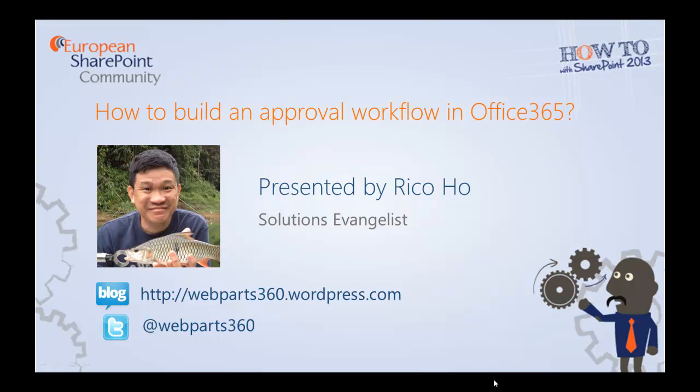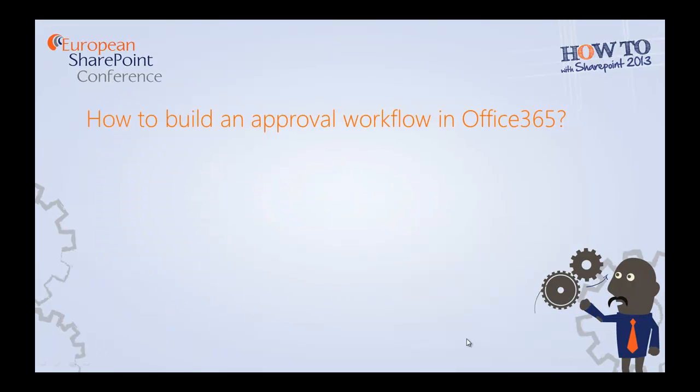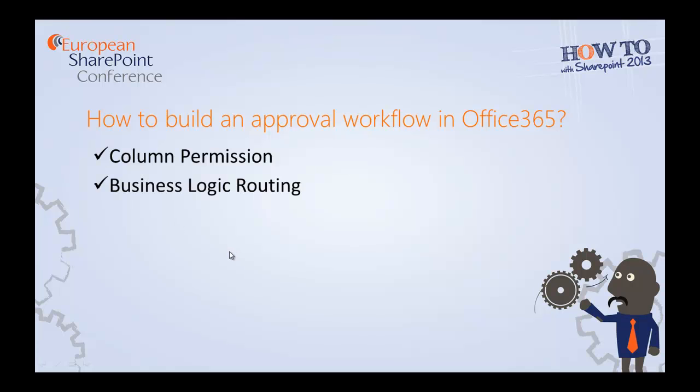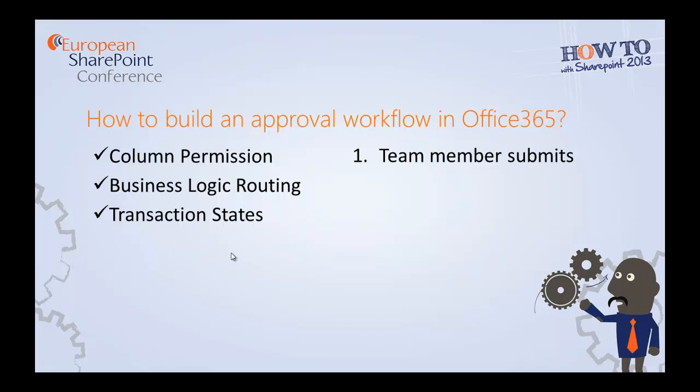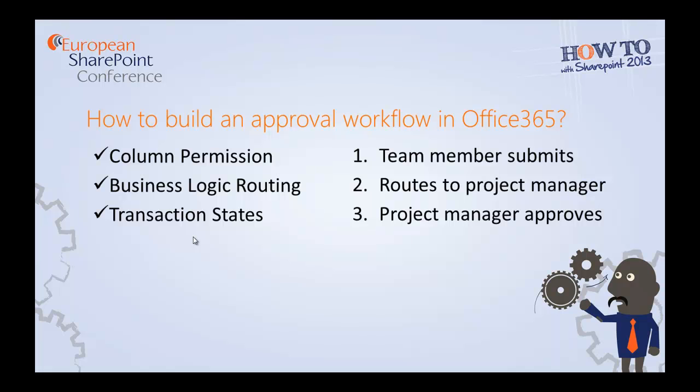Okay, so before we start, let's go through what I mean by building an approval workflow. One of the first things from a technical perspective, the system must provide column permission control. It must be able to follow business logic and manage transaction states. What that means is that when a team member submits, it will get routed to the project manager, where the project manager will do the approval. So that's what we're going to build today.